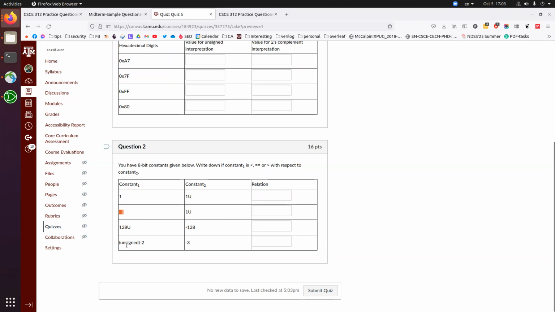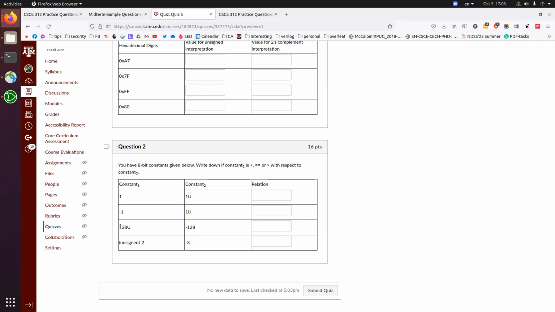For example, here we have the unsigned representation of -2. So -2 itself would be a very large number because of the binary of 2's complement. So we will have probably 1 1 1 1 1 0 something. That would be greater than -3 if it's a signed comparison. So you need to understand what the signed or unsigned comparison is.